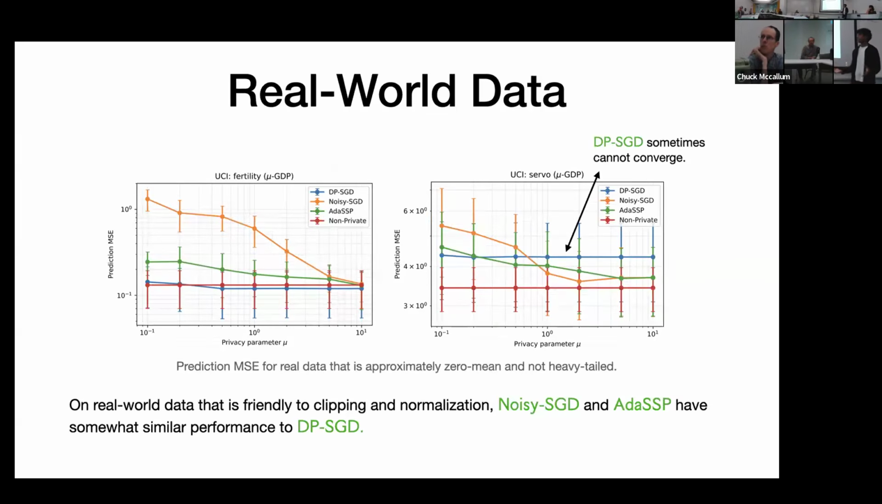In terms of real-world data, we see a pretty similar story. On real-world data that's somehow friendly to clipping and to normalization, we see that Noisy-SGD and AdaSSP have somewhat similar performance relative to DP-SGD, at times better, at times worse. Sometimes there are cases where DP-SGD's hyperparameters are just chosen in a not helpful way, and to avoid incurring additional privacy loss, we can't really tune these parameters. So we see, for example, on the right, DP-SGD doesn't really converge or do anything as a function of the privacy parameter, which to us indicates that not much is happening, and DP-SGD is in fact not convergent.